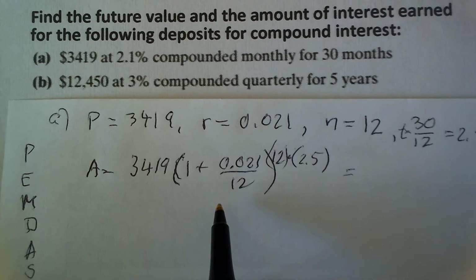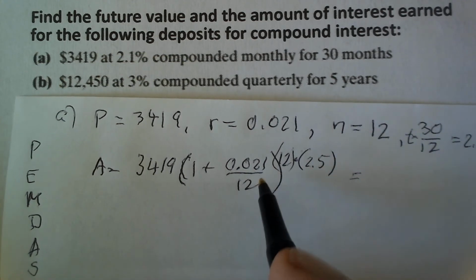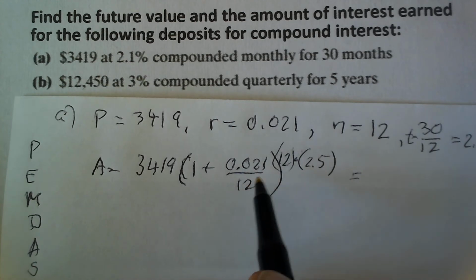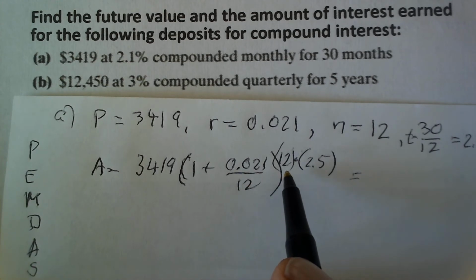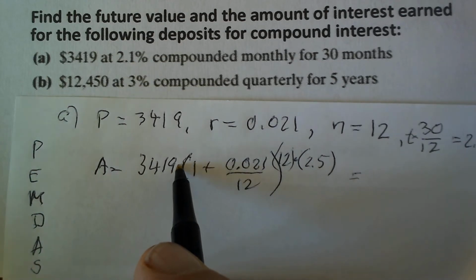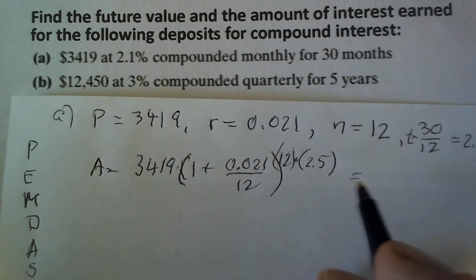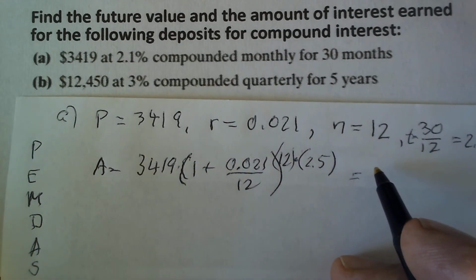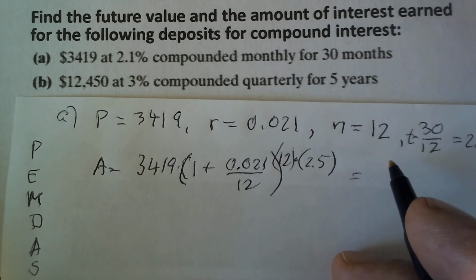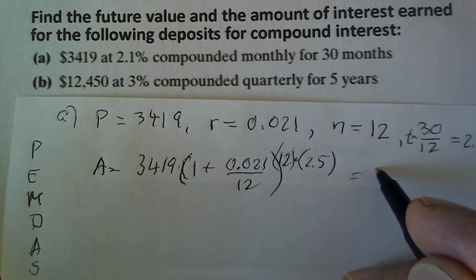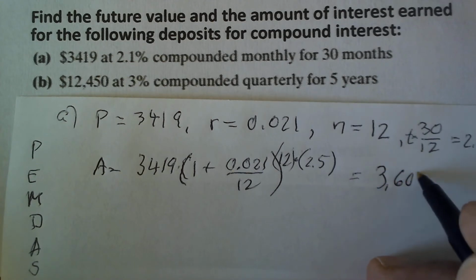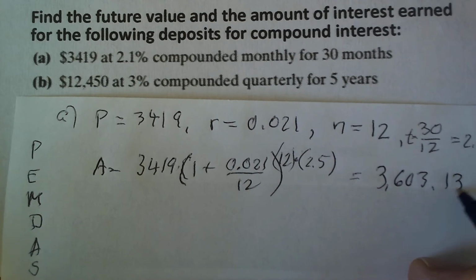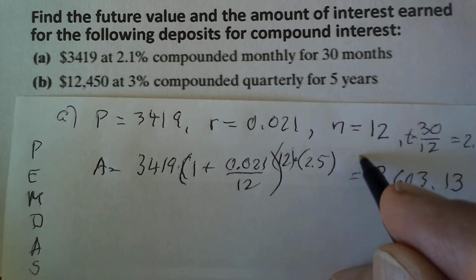The P stands for parentheses first, and then exponents, then multiplication, then division, then addition and subtraction. So here we evaluate the expression in parentheses first: you divide 0.021 by 12, add 1 to it, and then raise that to the 12 times 2.5, which would be the 30th power, and then you multiply it by 3,419, and that would give you a value of $3,603.13. So that would be the future value.